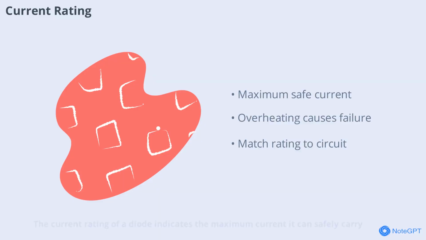The current rating of a diode indicates the maximum current it can safely carry. Exceeding this rating can cause the diode to overheat and fail. It's important to choose a diode with a current rating that matches the needs of your circuit.